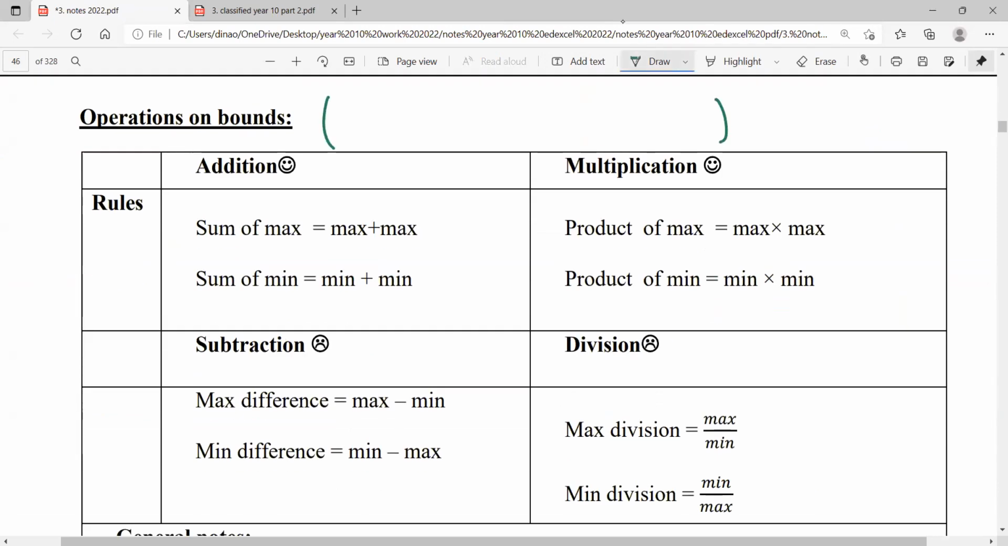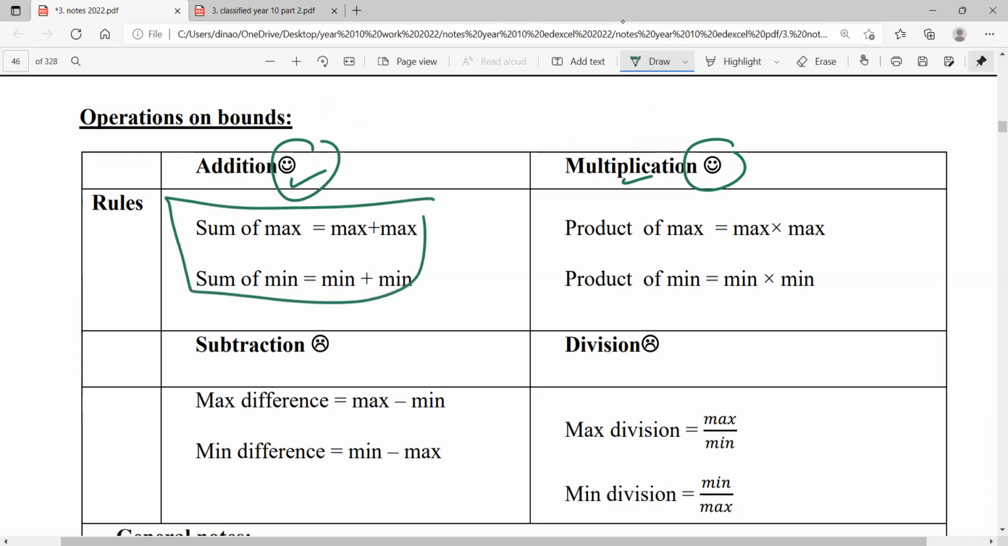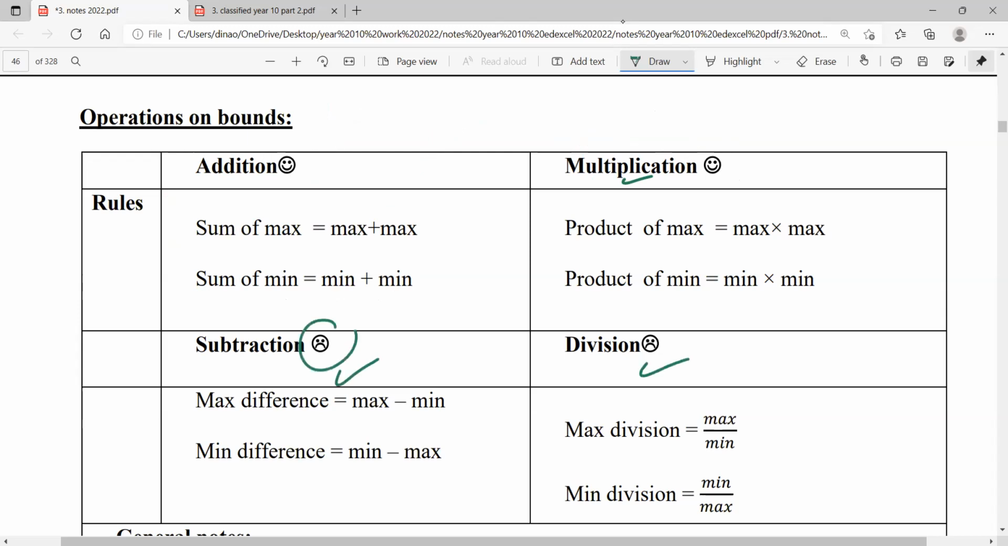طبعا we have the 4 basic operations in math: addition, subtraction, multiplication, and division. ودايما هتلاقوا إنه what applies on addition applies on multiplication. That's why they both have happy faces. So if I explain addition, it means I've explained multiplication as well. And what applies on subtraction applies on division. That's why you'll see that they both have sad faces. So if I explain subtraction, it means I've explained division as well.